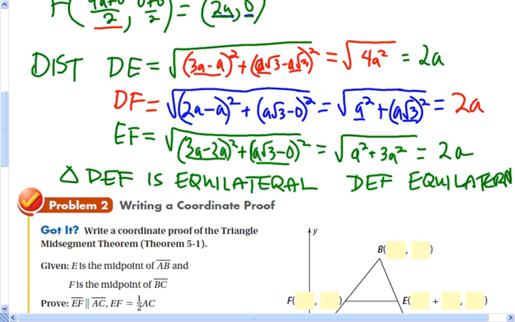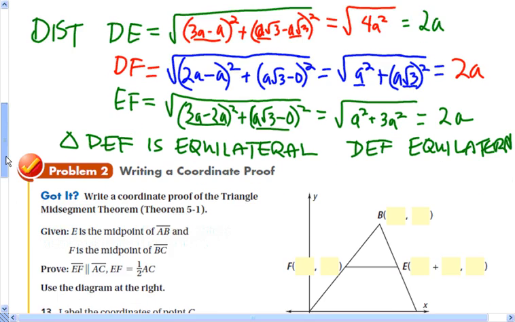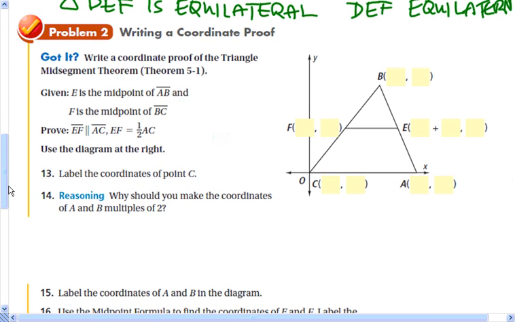All right. Problem 2, you're going to write a coordinate proof of the mid-segment theorem. I'll let you go ahead and try that, and I'll put up the answers for you so you can check. Actually, let me help you get some coordinates here, just so you know that might be hard.